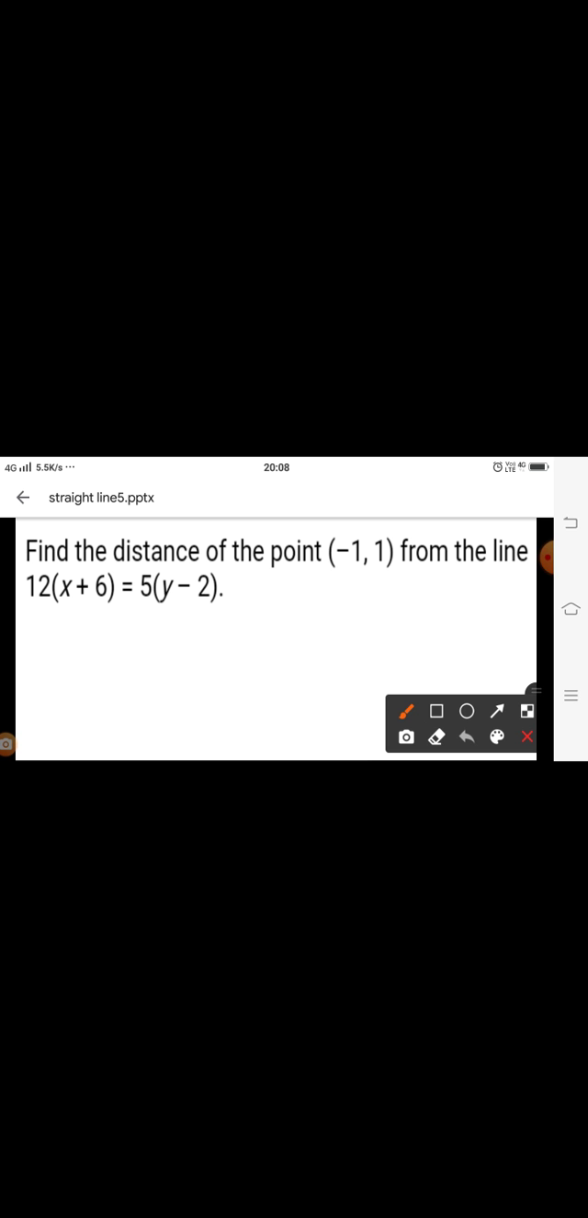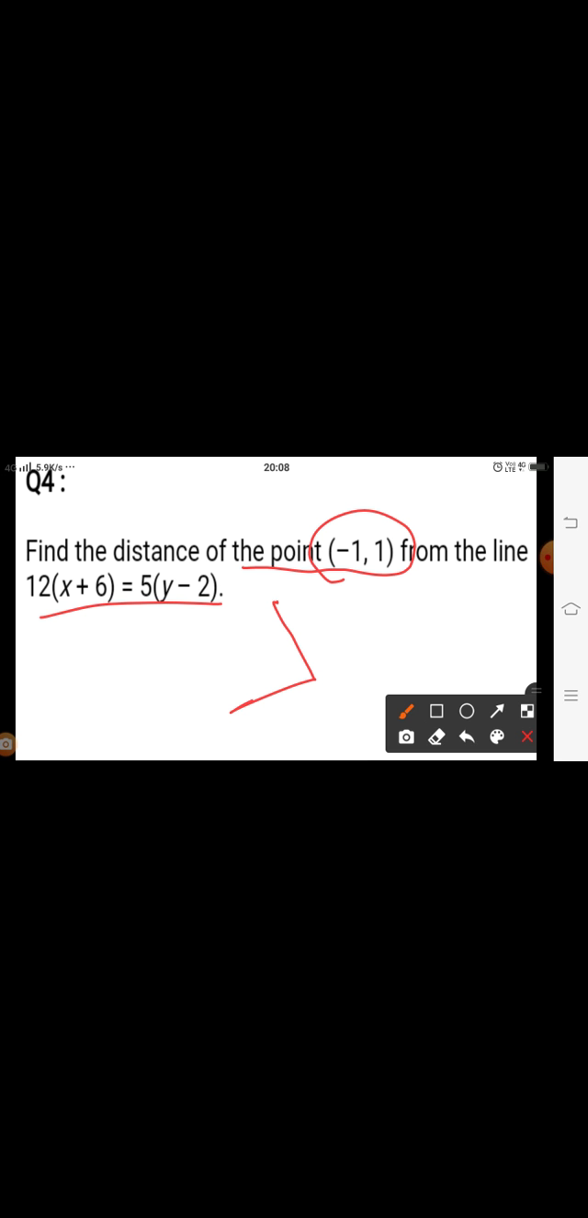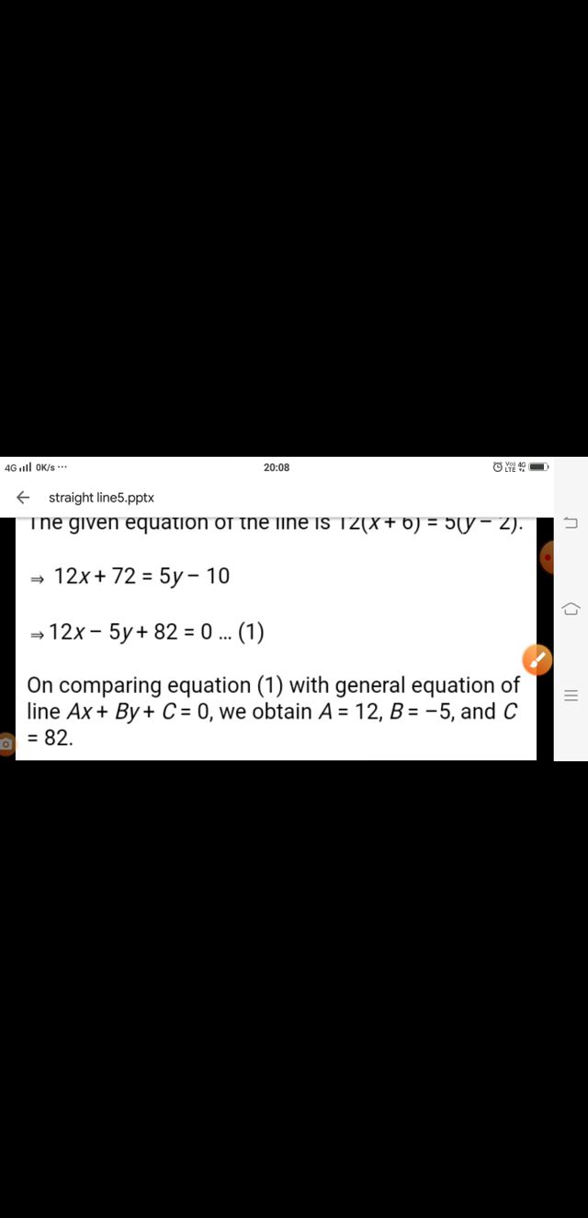Question number 4: we have to find the distance of the point (-1, 1) from the line. In the formula we know, if we have to find the distance between the point and the line, then we have a distance formula for finding the perpendicular distance here. Then let us do this.